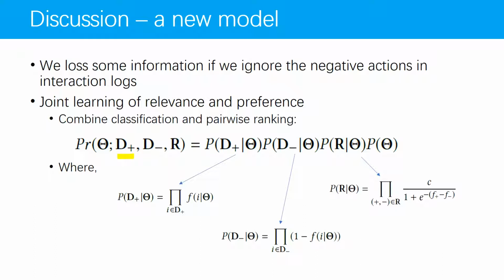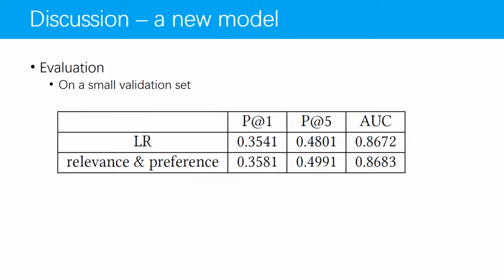D plus is the positive instance, D minus is the negative instance, and R are samples from users' activity logs. We hope that the algorithm can assign a higher score for positive activities than negative activities. Currently, the model runs a little slowly, so we only do some experiments on a smaller validation set. This table shows that the new model improves a little.